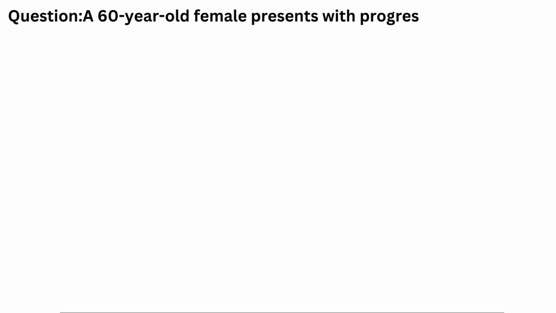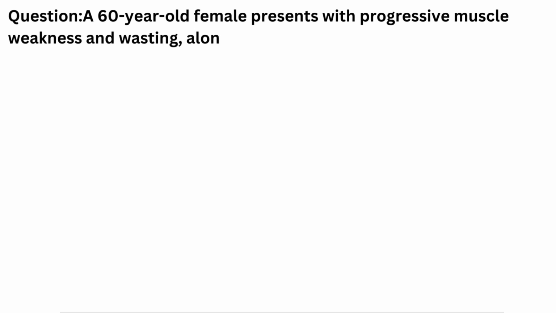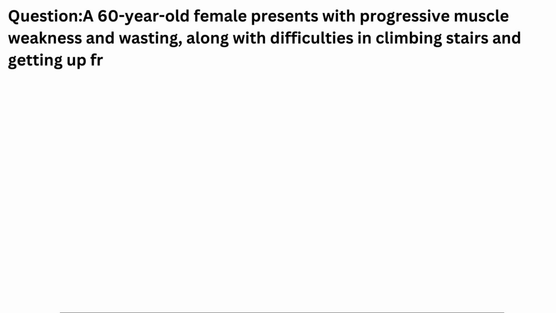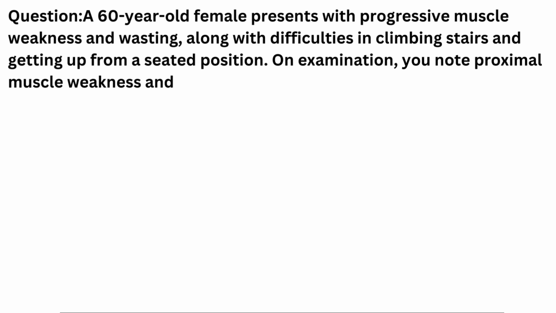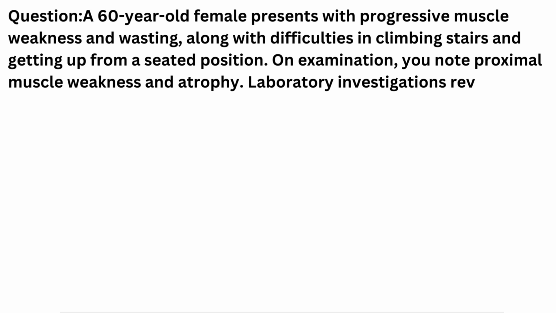Question. A 60-year-old female presents with progressive muscle weakness and wasting, along with difficulties in climbing stairs and getting up from a seated position. On examination, you note proximal muscle weakness and atrophy. Laboratory investigations reveal markedly elevated serum creatine kinase (CK) levels.